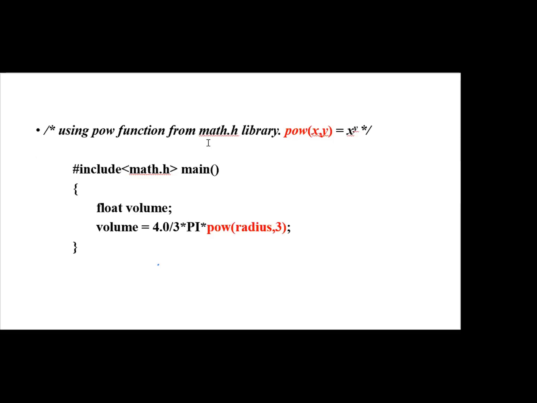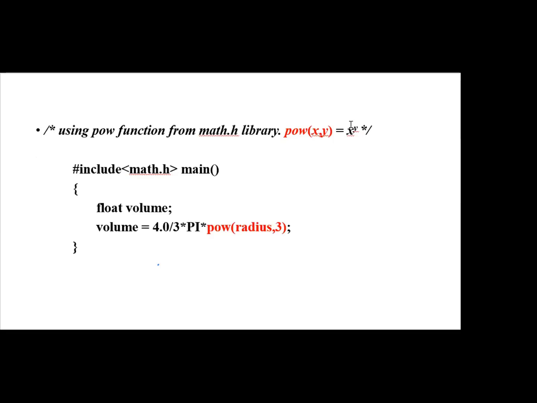This function is available in the math.h library file. The function is written like this. It takes in two parameters. The function name is pow. It takes two parameters, x and y. So when you write it, it is equivalent of saying x to the power of y.